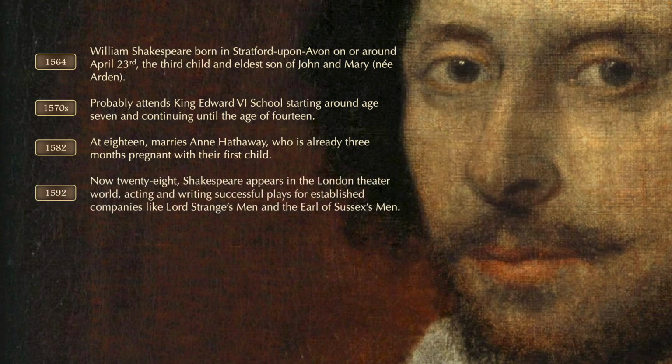In 1592, now 28 years old, we know Shakespeare's in London at this point. He's involved in the theater world. The terms, the how, the who, a lot we don't know about this. But by 1592, he is acting and writing successful plays for established companies like Lord Strange's Men and the Earl of Sussex's Men.